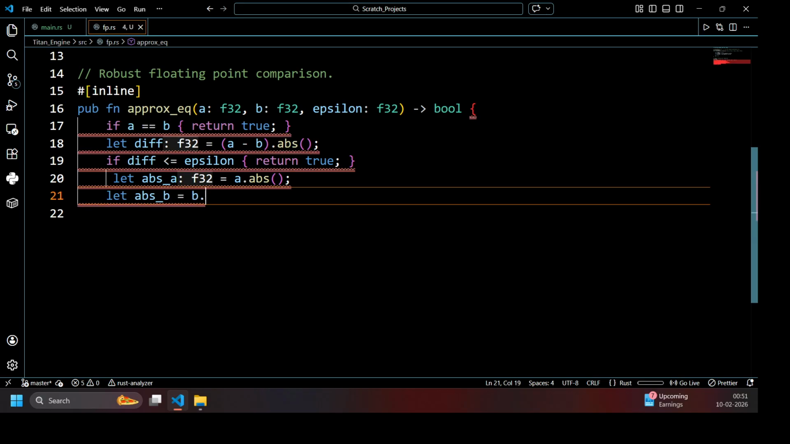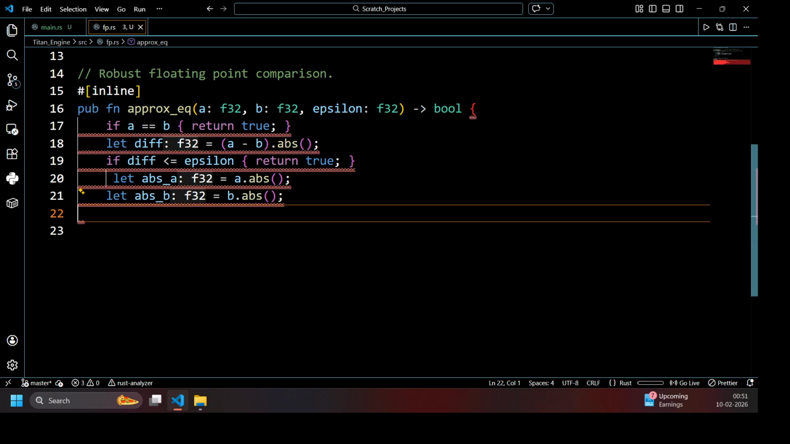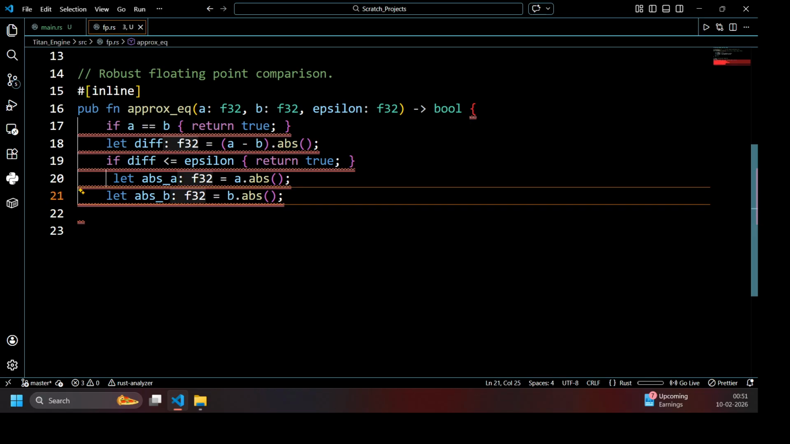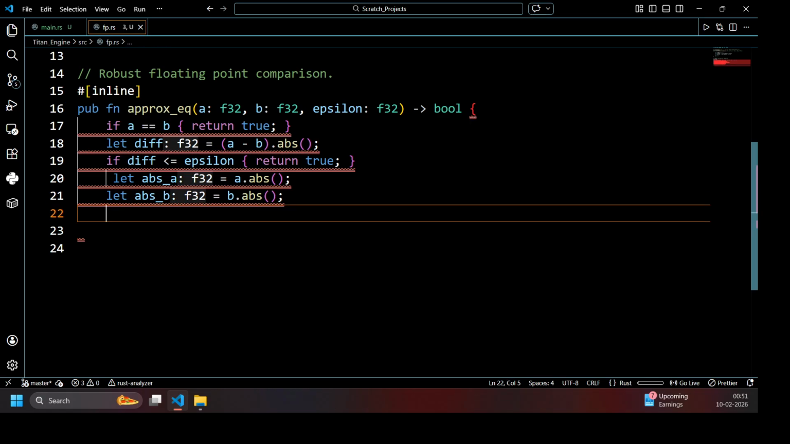Right. We need to scale epsilon based on the magnitude of the inputs. Okay, so let abs_a be A.abs(), and let abs_b be B.abs(). And we want to be conservative, so we should probably scale our epsilon by the larger of the two. Makes sense. I'm typing let largest = if abs_a > abs_b { abs_a } else { abs_b }. A simple max function. Now the final truth test, the heart of the function. diff <= largest * epsilon. Here it is.